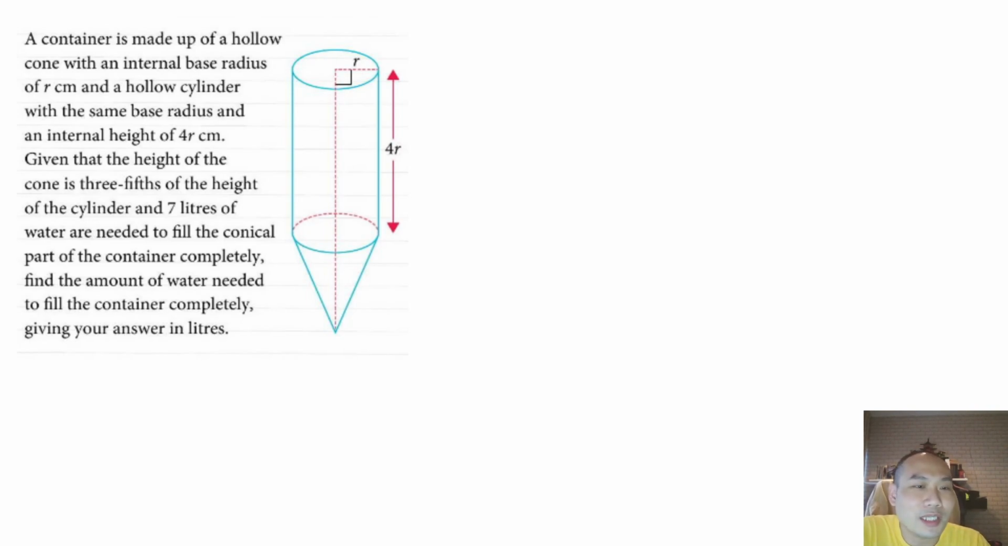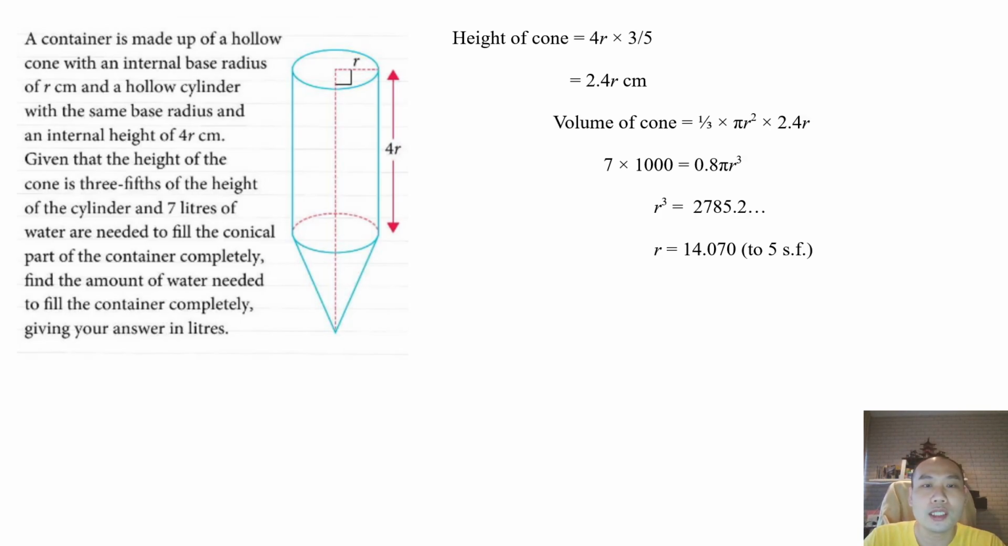The comparison we have right now is that the height of the cone is 3/5 the height of the cylinder. You notice that just like in the previous assignment, this kind of proportion plays a part in this unit as well. So to find the height, the height of the cone is 3/5 of the height of the cylinder. The cylinder is 4r, and 3/5 of that gives us 2.4r.